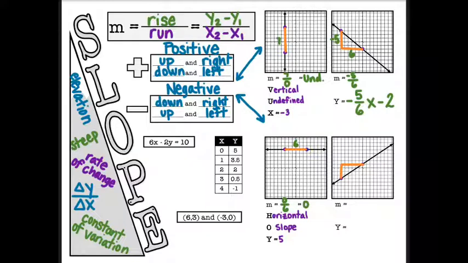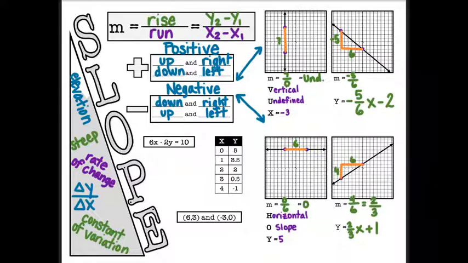If I count my spaces going up, that's 4, and I count my spaces to the right, that is 6. So my slope, or m, is going to be 4 over 6, which reduces to 2 over 3. So I could write the equation of this line is 2/3 x plus 1. It has a slope of 2 over 3, and it crosses the y-axis at positive 1.